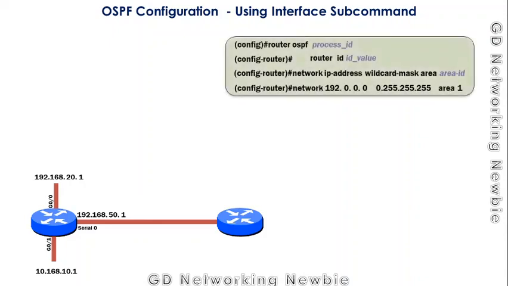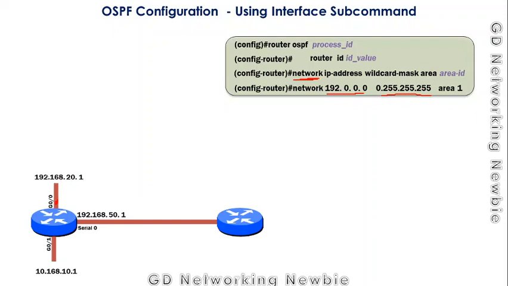In that particular video, we discussed in detail this set of commands, of which the important command is this network command. With the help of this network command, we use some IP address and the related wildcard mask. With the help of this command, the IOS of the router is going to check every interface, for example, this interface as well as this interface. It will check each and every interface and its IP address.